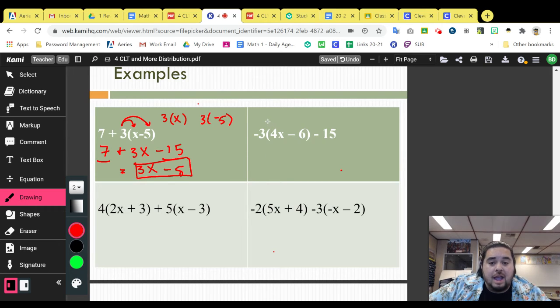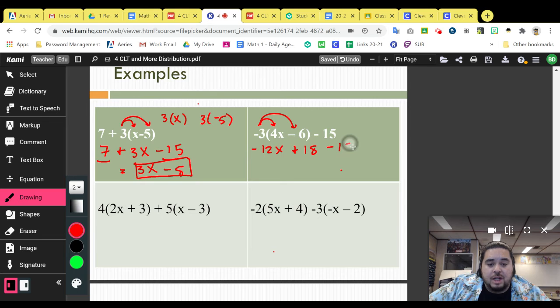Next problem, I have my distribution first, which is actually going to make this a lot easier. And then I'll deal with that negative 15 at the end. So I distribute negative 3 times 4x is going to be negative 12x. I'm multiplying those together. And then I have negative 3 times negative 6. That gives me positive 18. And this negative 15 just tags along.